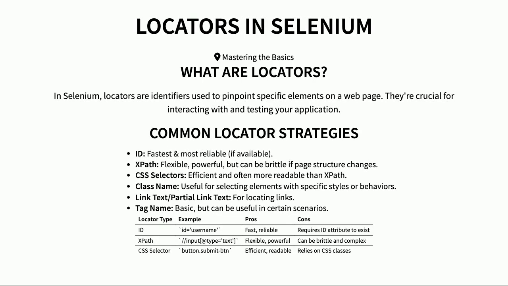Okay, let's talk about locators in Selenium. They're the key to telling Selenium exactly where to find things on a web page. Think of them as addresses for elements. We have several different ways to do this, and each has its strengths and weaknesses. The most reliable is usually the ID if an element has one. XPath is incredibly flexible but can get complicated if the website's structure changes frequently. CSS selectors are often a good balance between efficiency and readability, and we'll look at a few examples in this table to illustrate how they work.